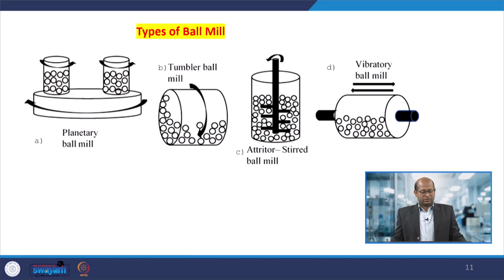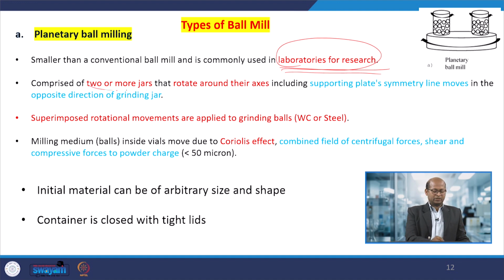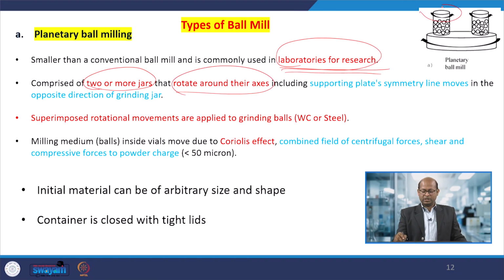Here you can see a picture of the four different types of ball mills. Now we'll discuss the planetary ball mill. The planetary ball mill is mostly for lab scale study, whenever we prepare a very small amount of sample at the nanoscale. Either 2 jars, more jars, or a single jar can be used, and the jar rotates around the axis.